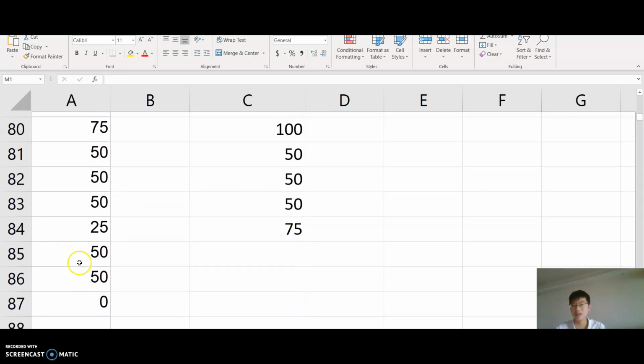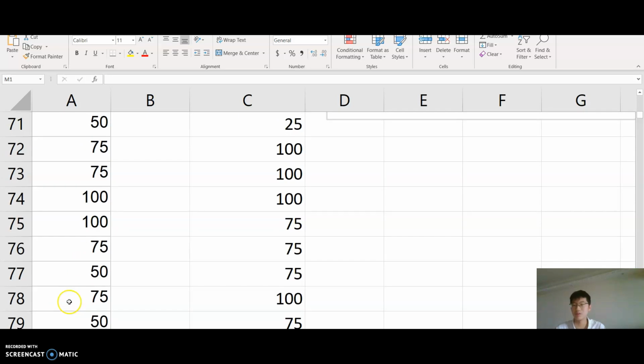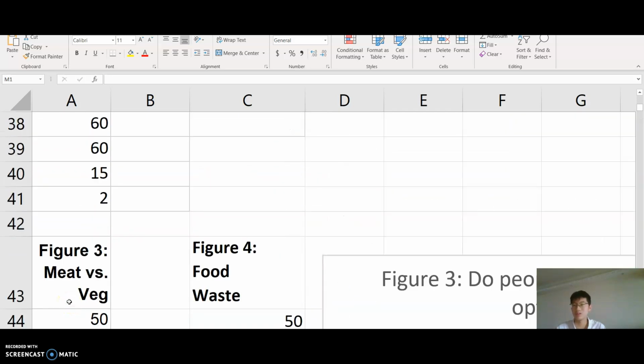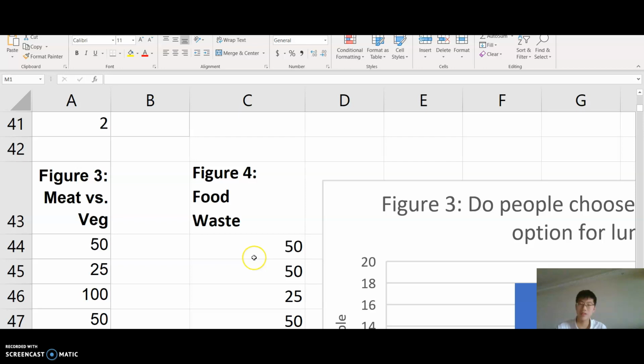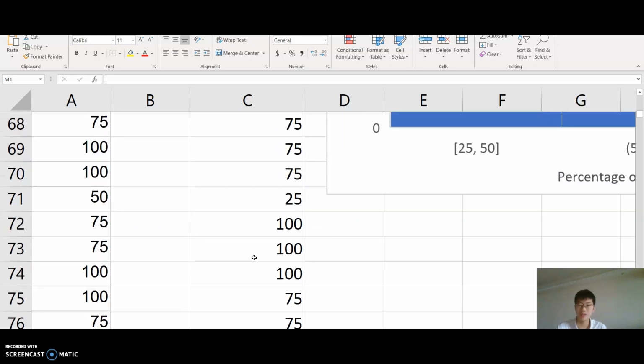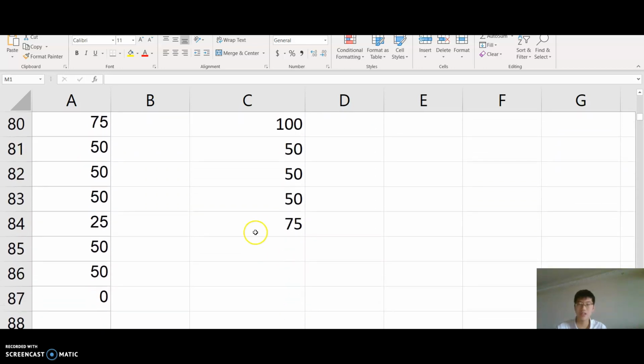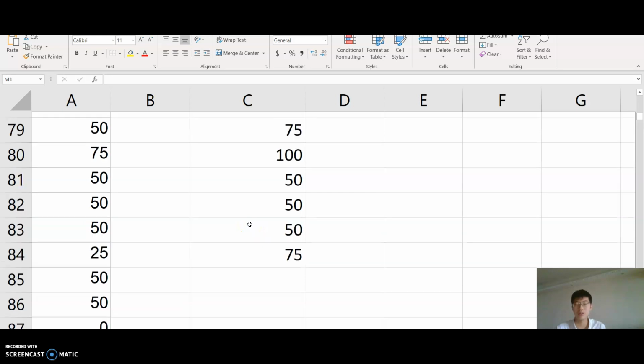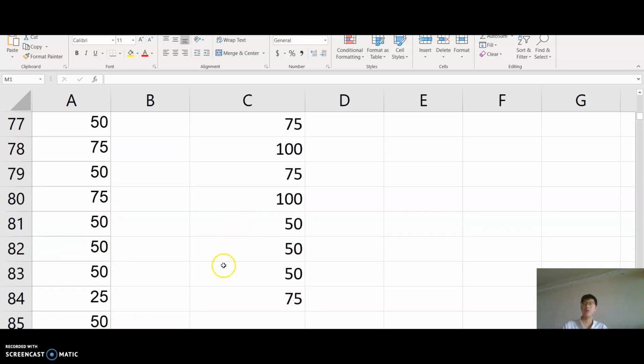Okay, so we got, I'd say, around 40 responses. So about 40 people told us. And around the same for food waste. Just looking at it, for food waste there's a lot of 50s, and so then I plotted the graphs. I made graphs from these, and it's not actually that hard.